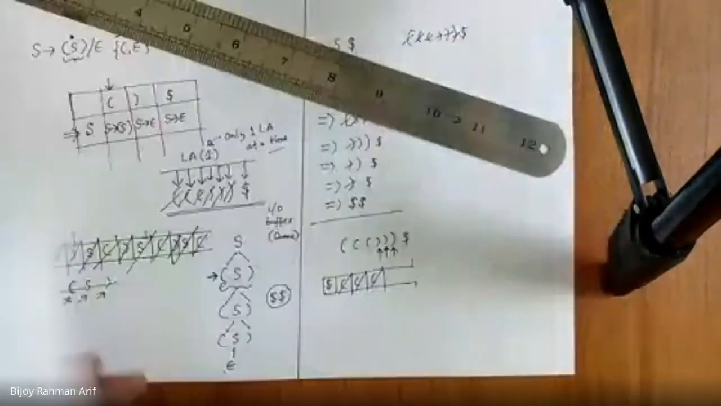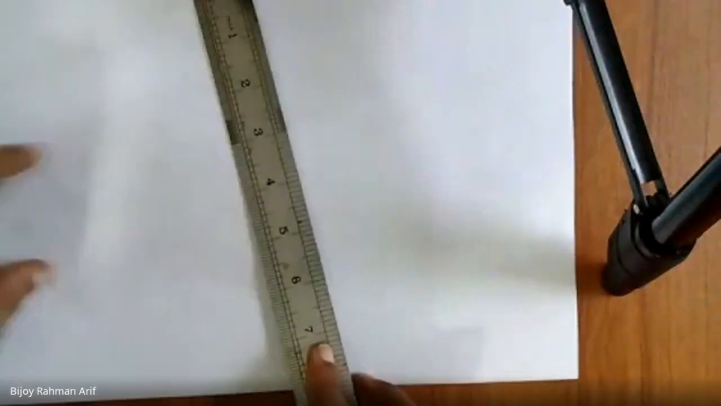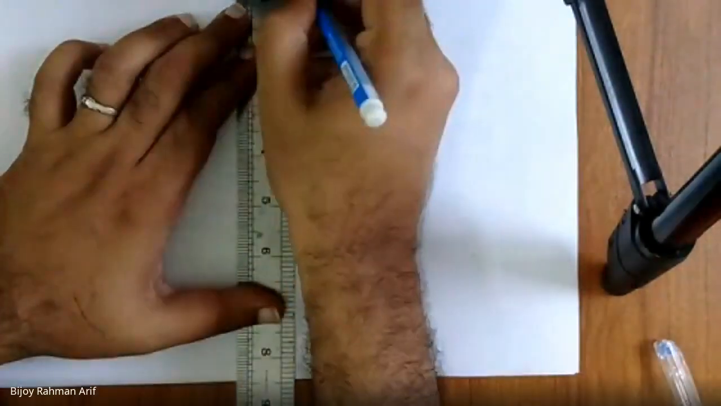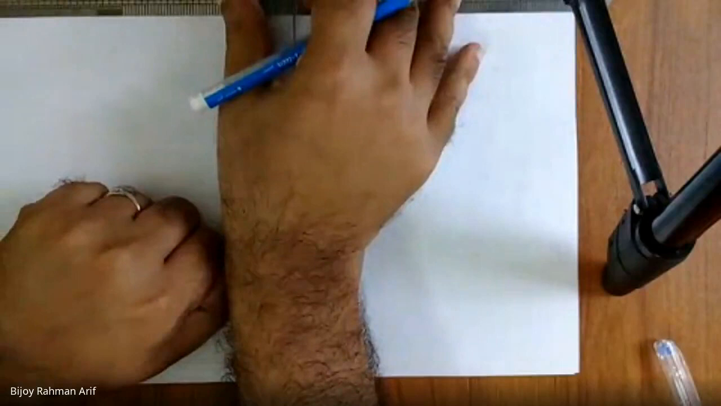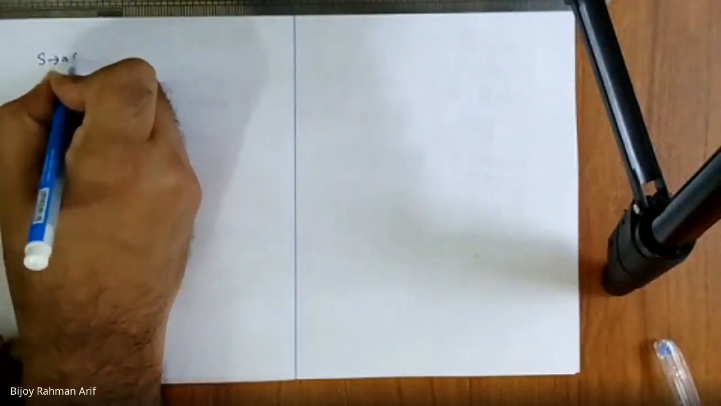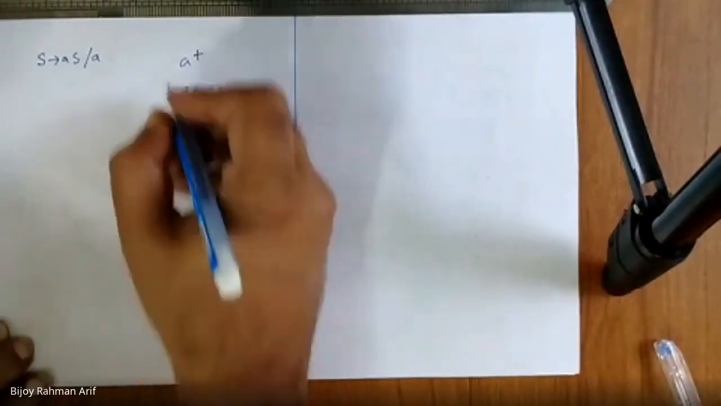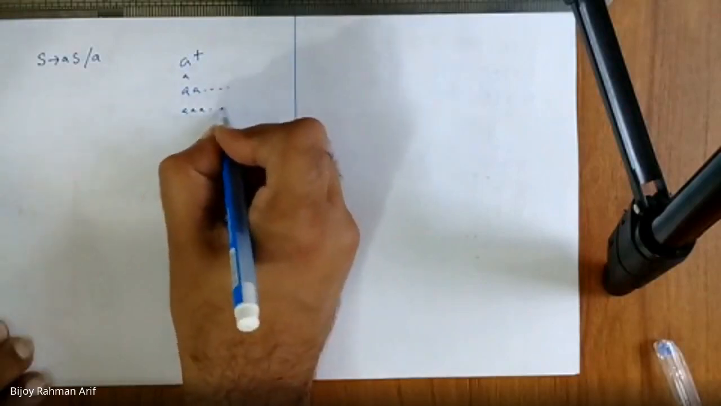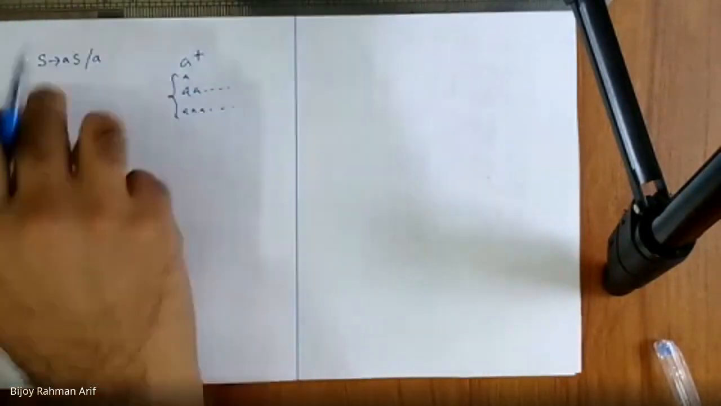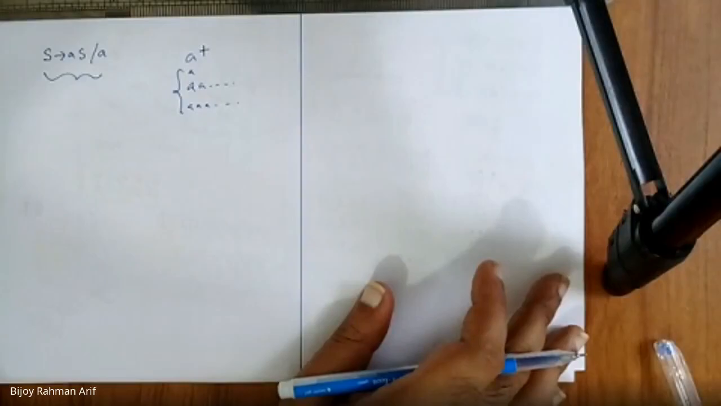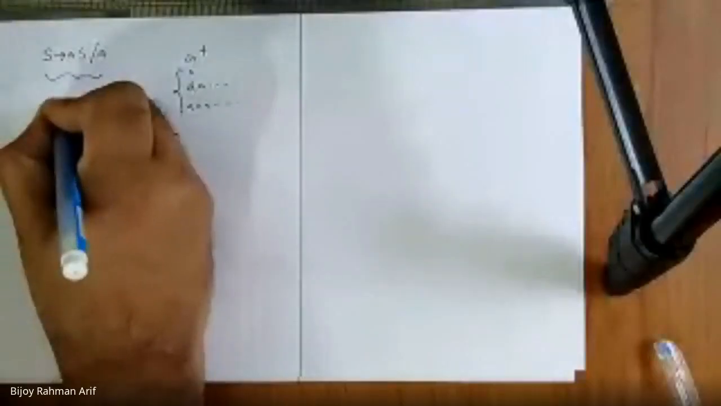For example, let's take this example. S derives AS or A. What are the strings generated by this grammar? A, A plus, and so on. This is the string generated by this grammar. This grammar definitely is not ambiguous. Am I right? It is an unambiguous grammar.